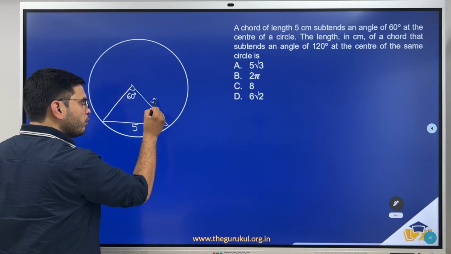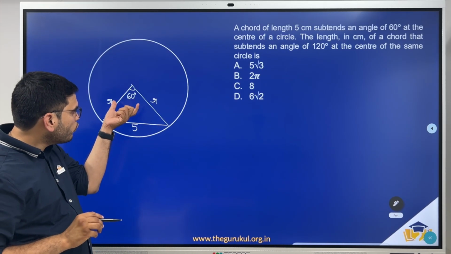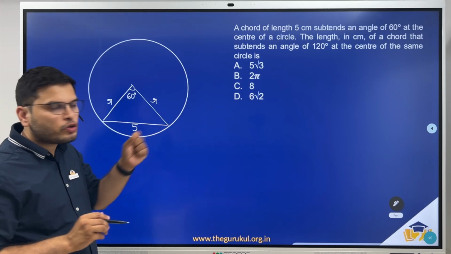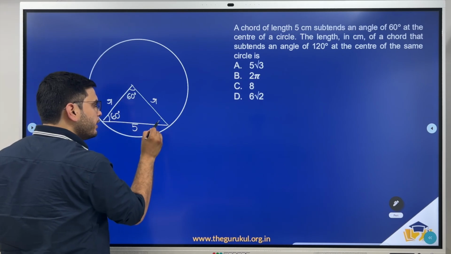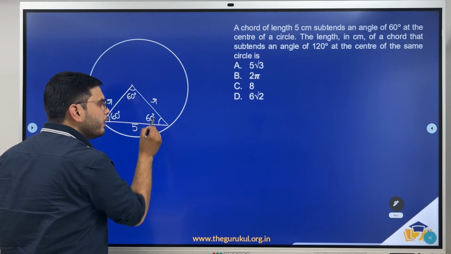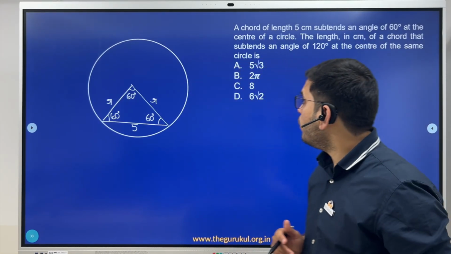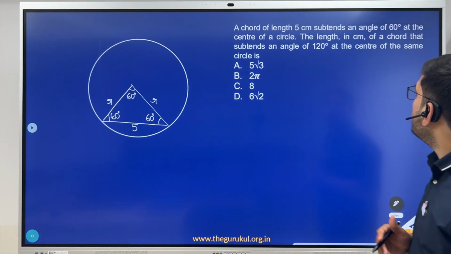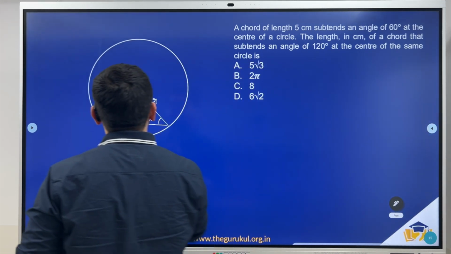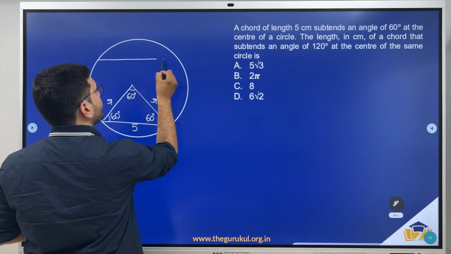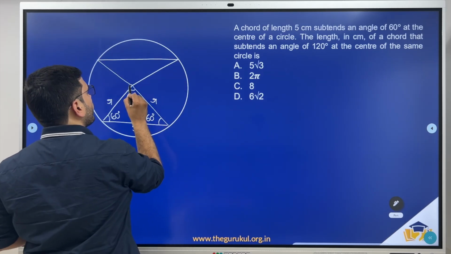Now these two are nothing but the radii of the circle, equal in length, right. So if we have two sides being equal, the angles opposite to them should also be equal. So that makes these two angles 60 degrees each. So indirectly we are given that the triangle is an equilateral triangle, right. Now what was asked? We are asked to find the length of a chord that subtends an angle of 120 degrees at the center. So this subtends an angle of 120 degrees.